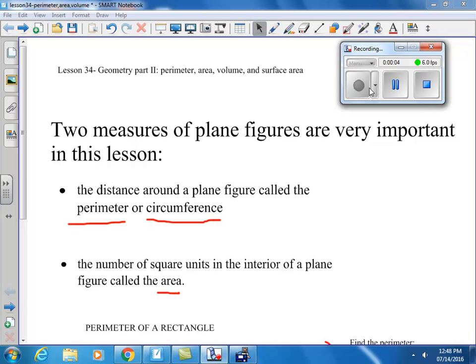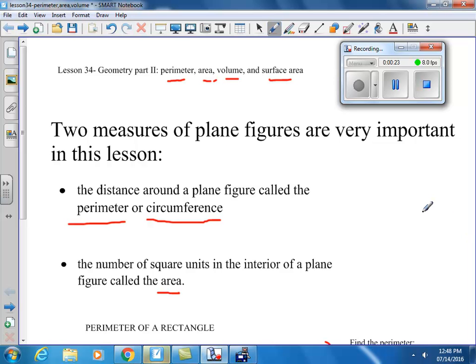Okay, again, congratulations. You've made it to the end of the course. This is lesson 34, geometry part 2. We're going to be looking at perimeter, area, volume, and surface area calculations. We will be using our calculators for this part of the course. So let's have some definitions.